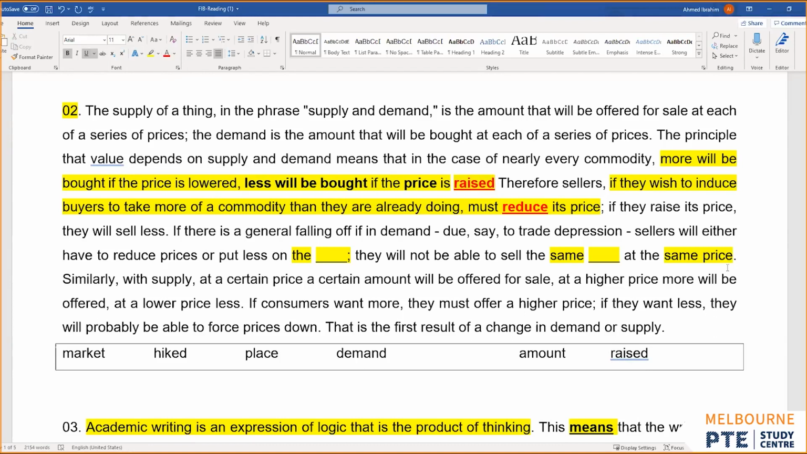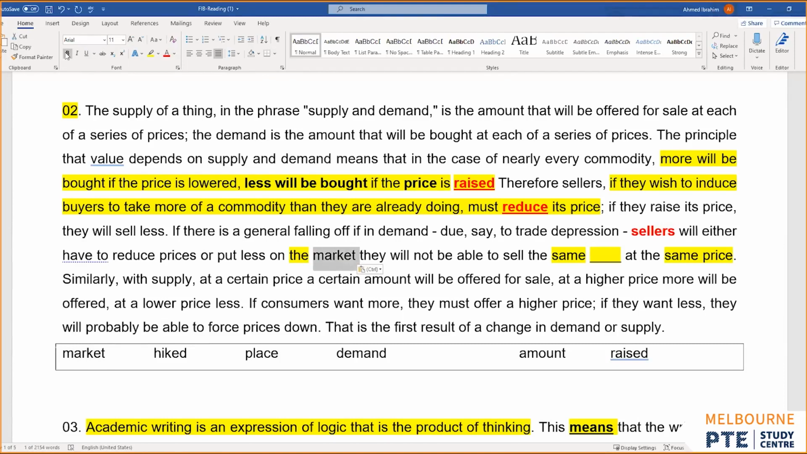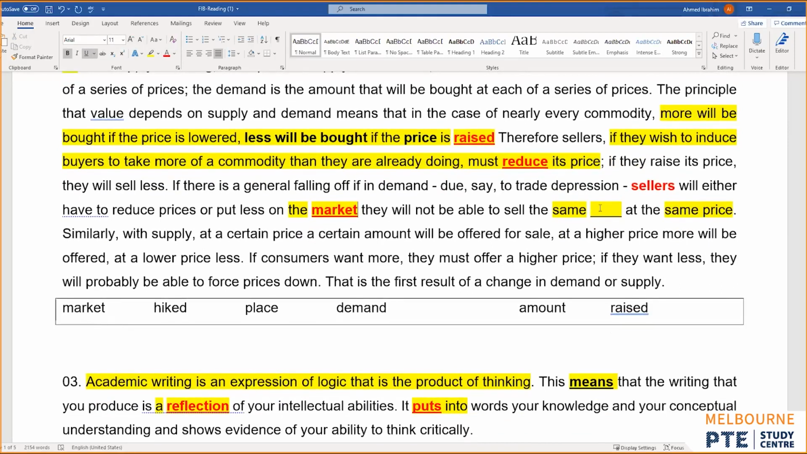Now, a second blank we did earlier. Then it says that due to trade depression, sellers will either have to reduce prices or put less on the dash. We are looking for a noun, but what do you think is the appropriate noun here? Good. Because you're talking about trade, you're talking about sellers who are selling anything, so the appropriate word would be market. Then it says they will not be able to sell the same dash at the same price. Good. They will not be able to sell the same amount at the same price.